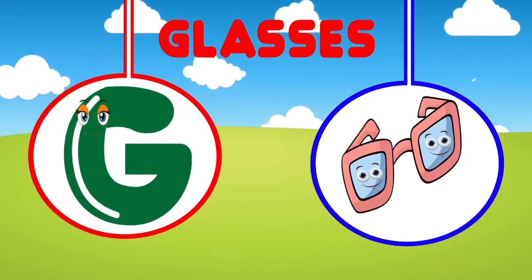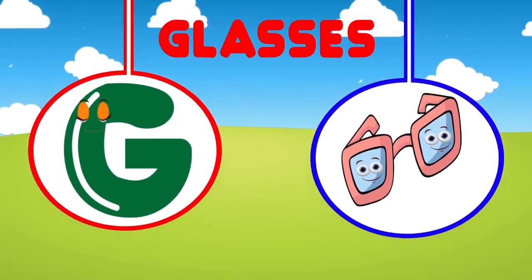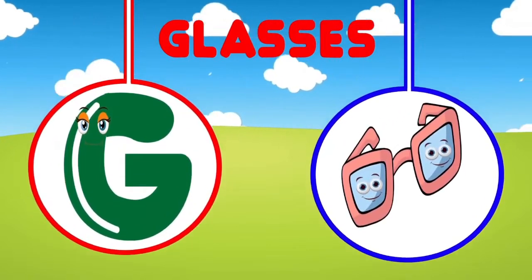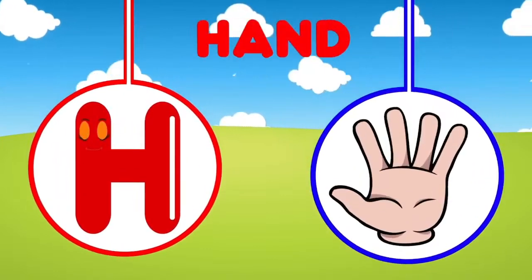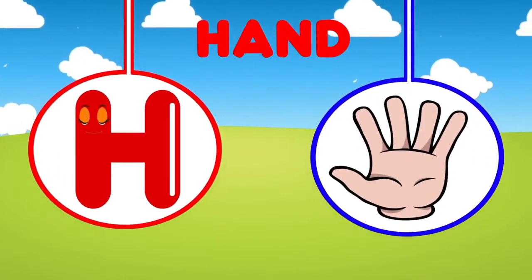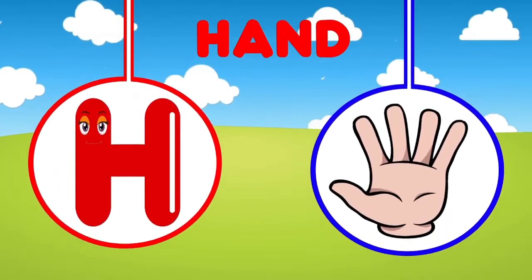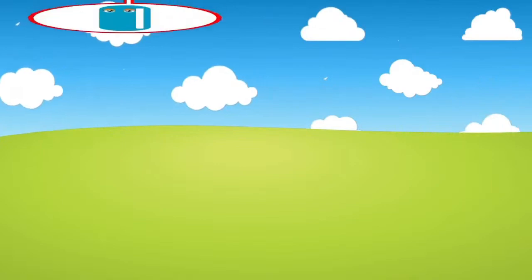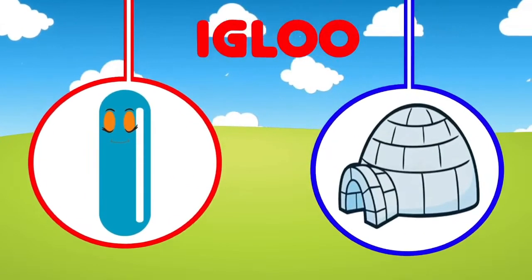G, G, glasses. G, glasses. H is for hand. H, H, hand. H, hand. I is for igloo.